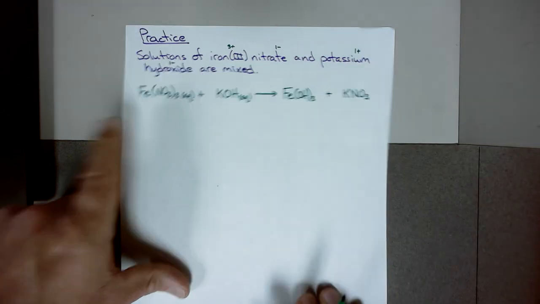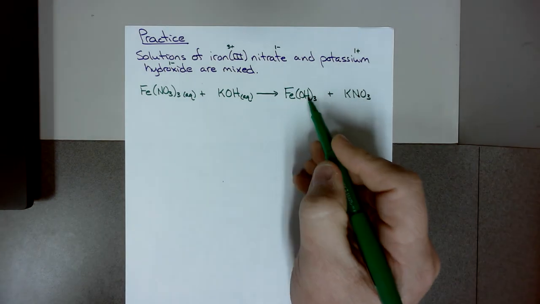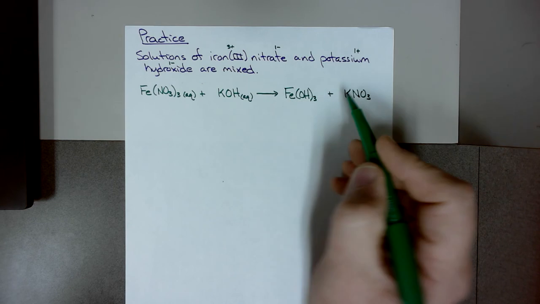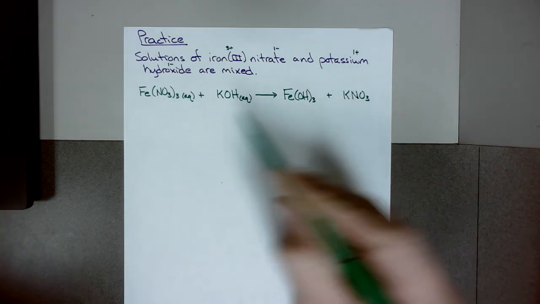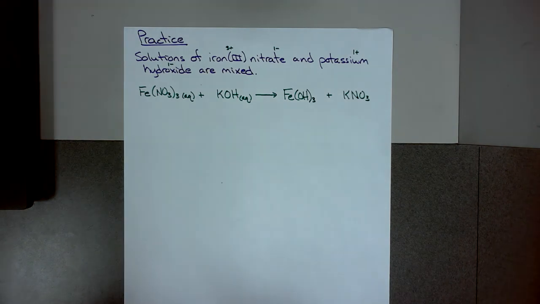Now that I've written the correct formulas, and I know they're correct because this is a 3 plus and that's a 1 minus, that means I need 3 of these to go with 1 of these, and that's a 1 plus and a 1 minus. We don't carry through subscripts. You just write the correct formula. The next thing we need to do is balance it.